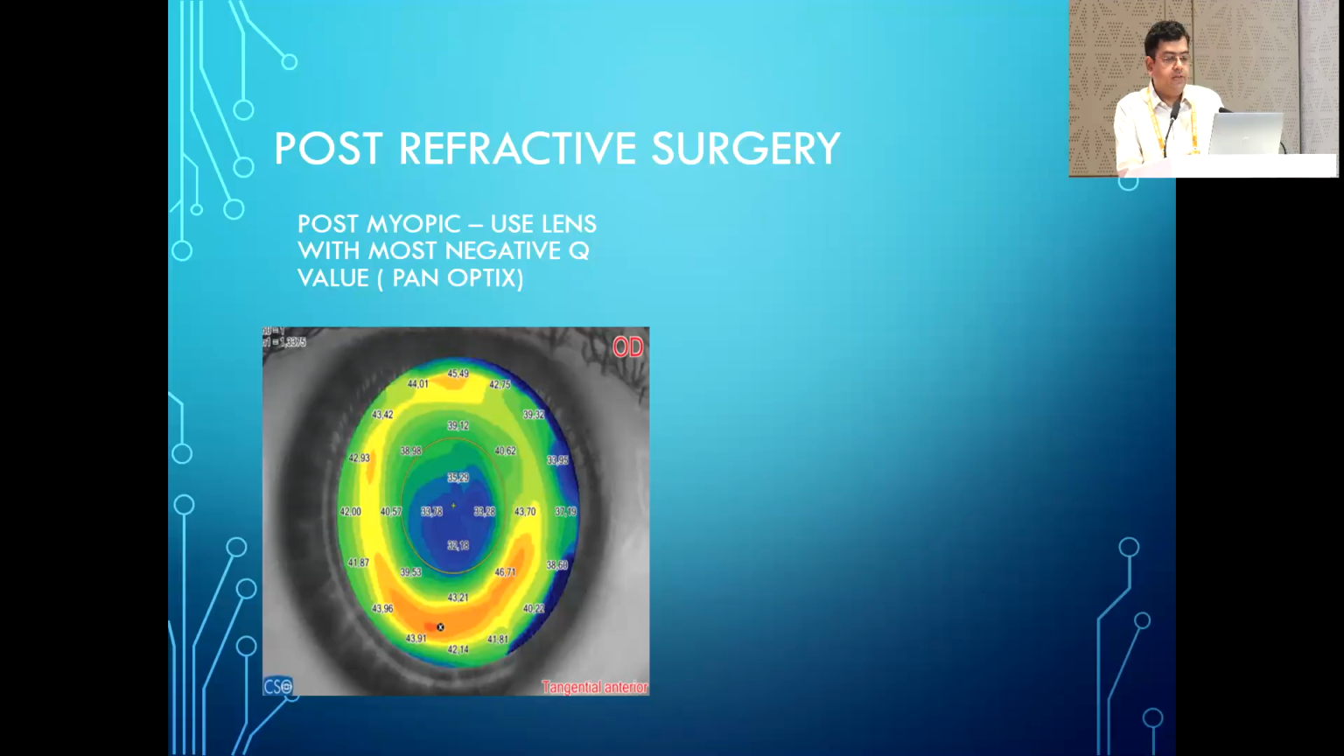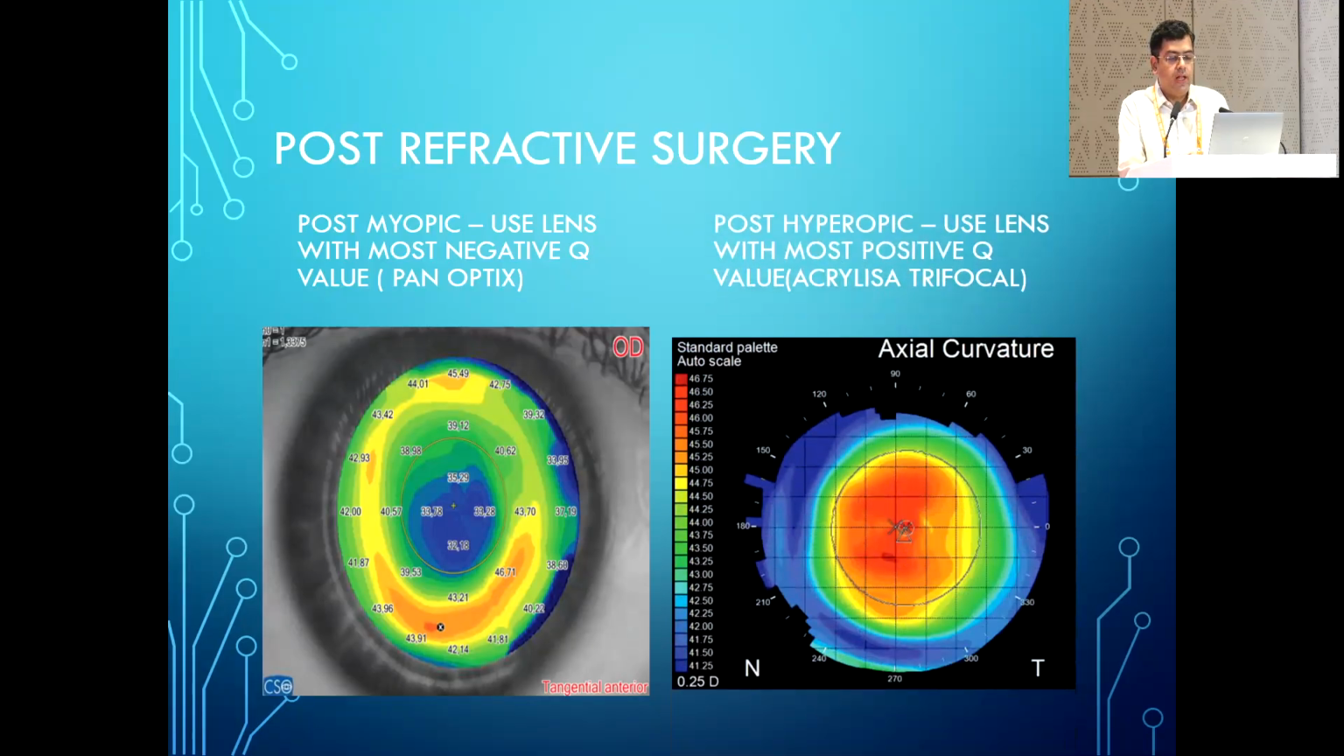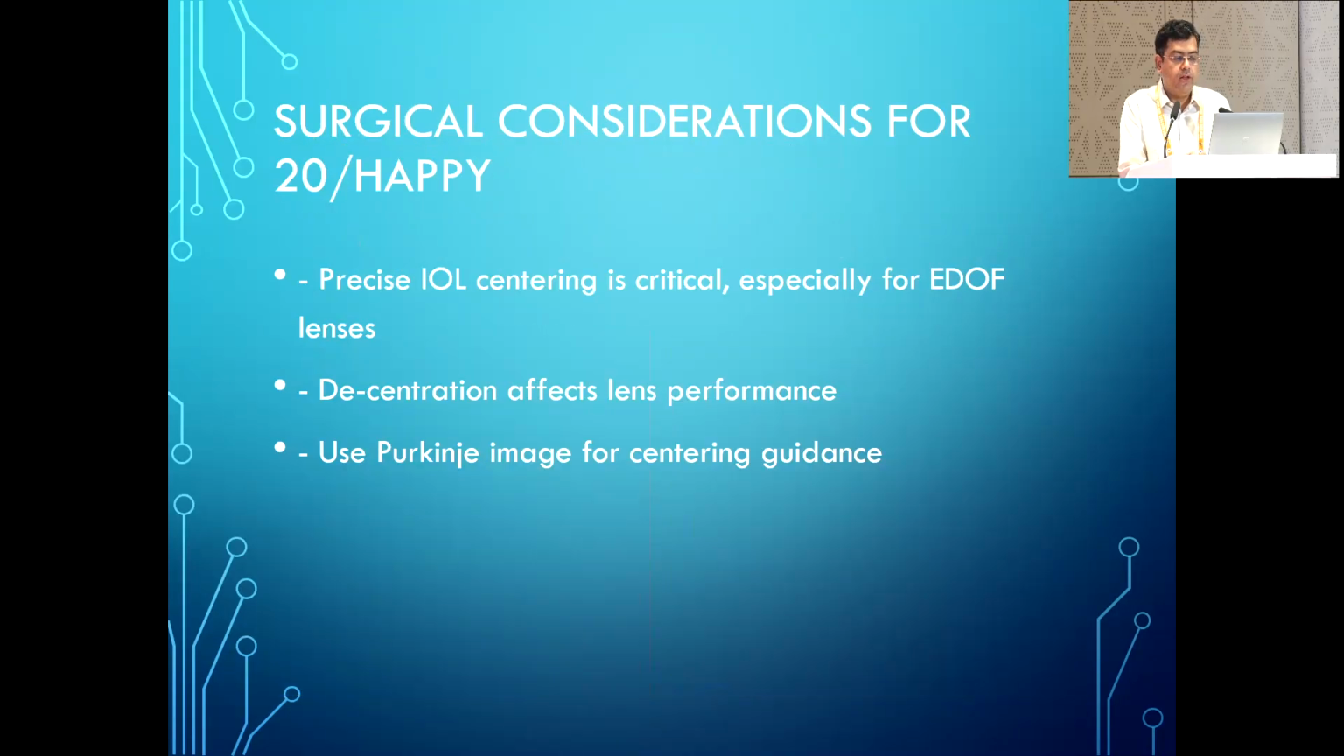So post refractive surgery, I would like to say that post myopic refractive surgery, you can use a more negative Q value lens like a Panoptix. For a hyperopic, you can use a more positive Q value lens.